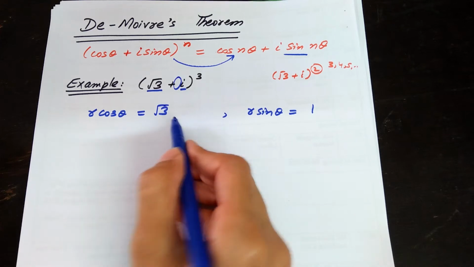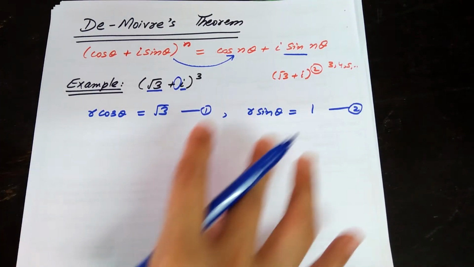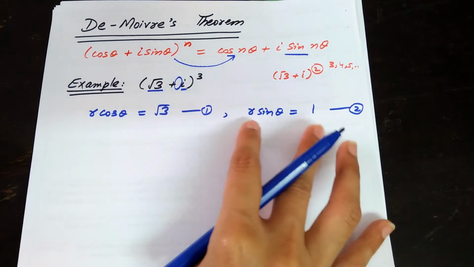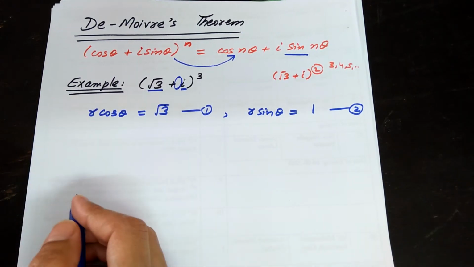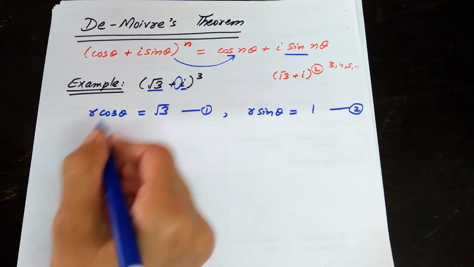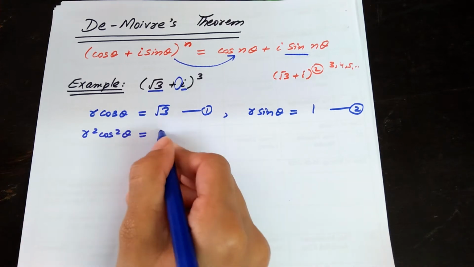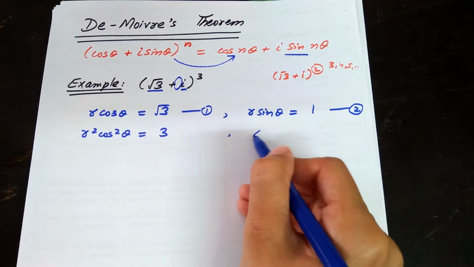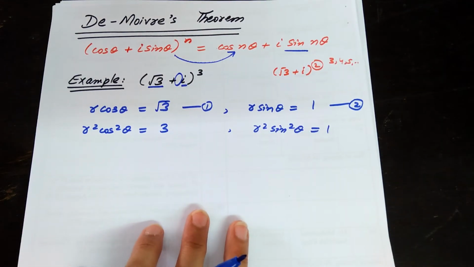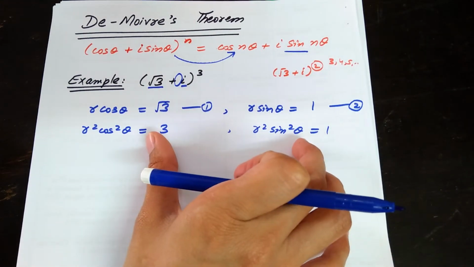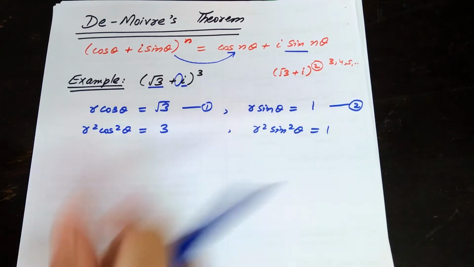This is your equation number 1 and this is your equation number 2. Now you have to square both sides of both equations and add them up. I am simply squaring both sides. So it will be r square cos square theta equals 3, and from here I will get r square sine square theta equals 1. Now add both the equations. The left hand side will be added with the left hand side and the right hand side with the right hand side.